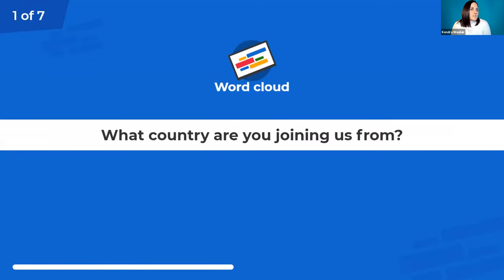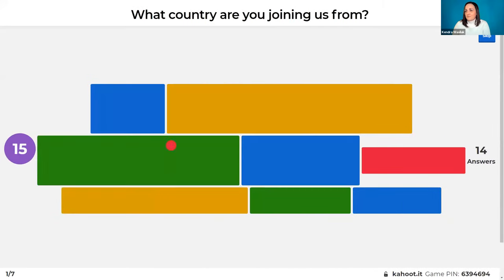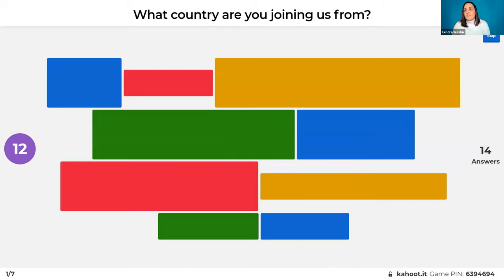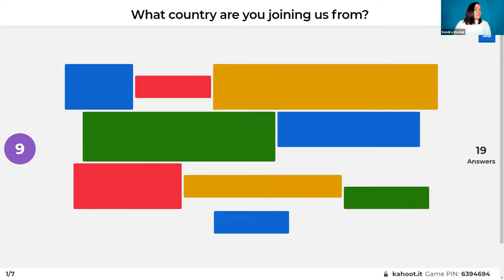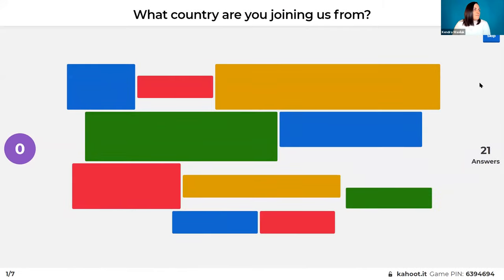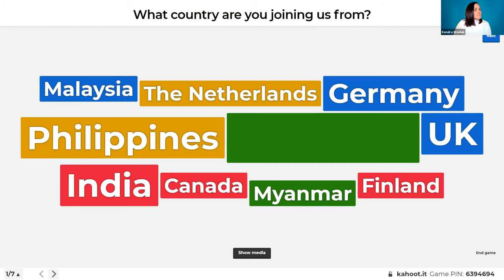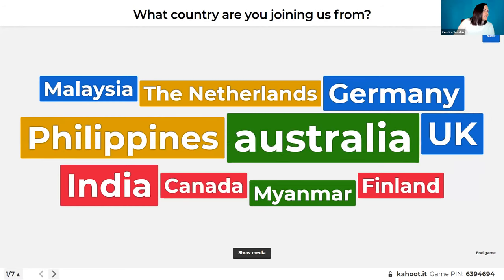This first one I think is a free text question. We've told you where we're from, and we would really like to know where you're joining us from. So if you type your answer of what country you're joining us from. And if you're wondering why the globe's upside down, it's because I'm in Australia and that's our view of the world. Oh yeah, and if you can't get in, you can feel free to type in the chat box as well. There we go. We have quite a few: Netherlands, Germany, India, Canadians, lots of Australians.